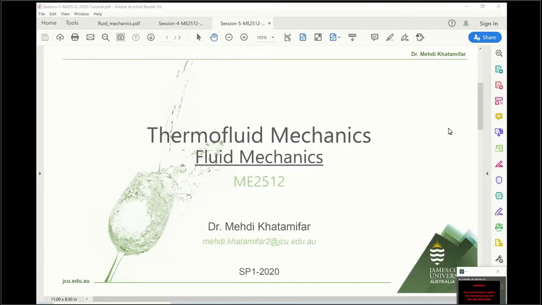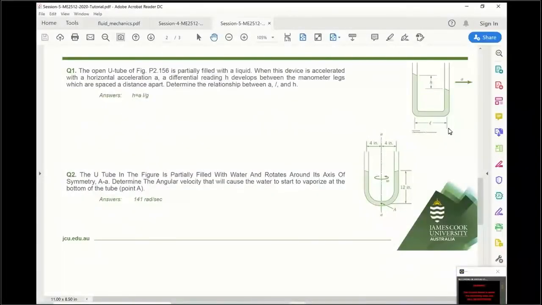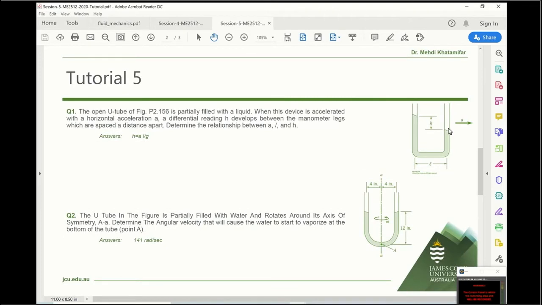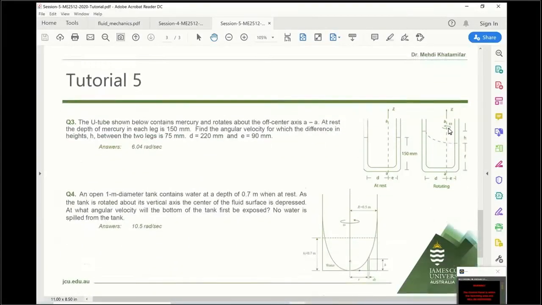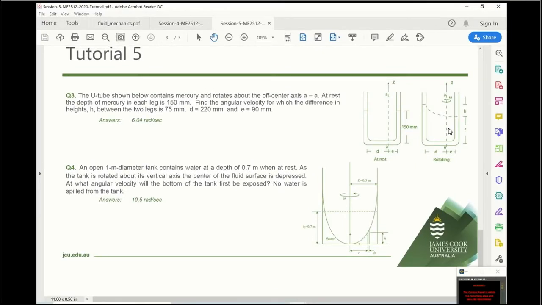Hello class, today I'm going to solve one of the tutorial questions for pressure variation when we have rigid body motion. I already solved question 2 during the lecture, so this time we are going to solve question 3.